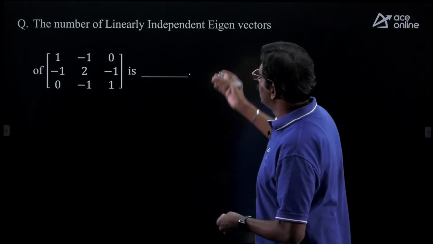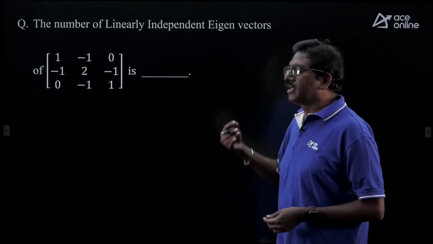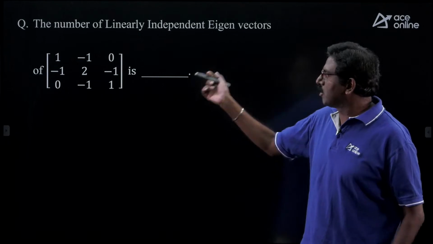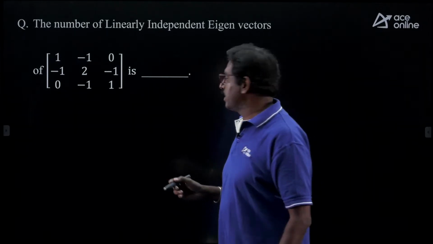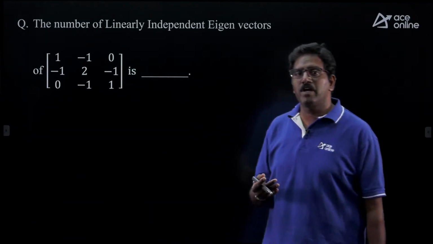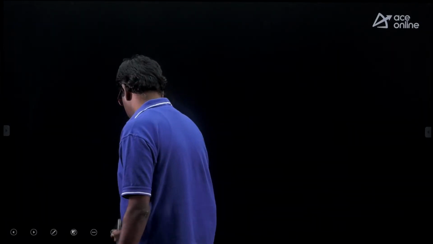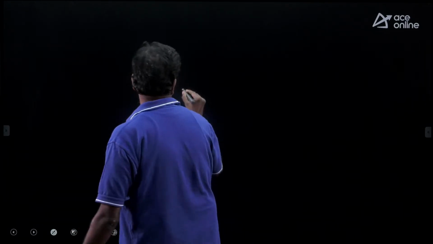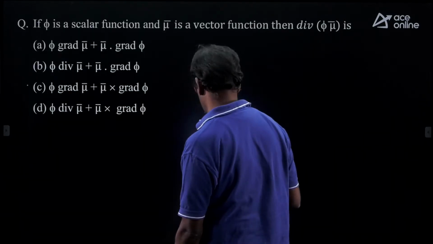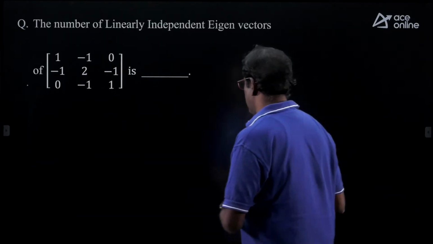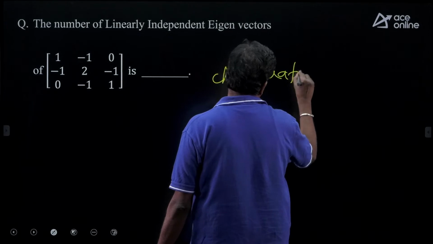Now coming to this question. Number of linearly independent eigenvectors of the matrix. One matrix given like this, number of linearly independent eigenvectors required. Now first you find the eigenvalues. First you have to write the characteristic equation to find the eigenvalues. For 3 by 3 square matrix, you know how to write a characteristic equation. What is characteristic equation for it? CH equation means characteristic equation.